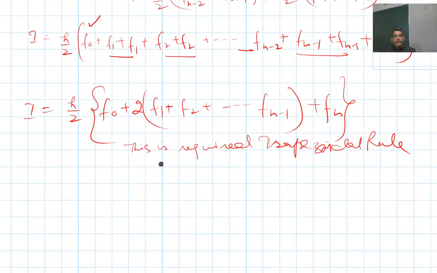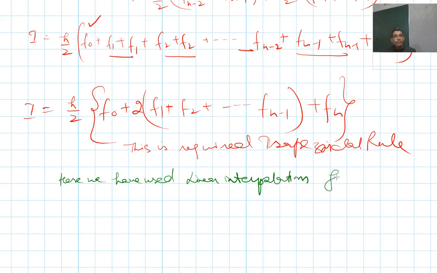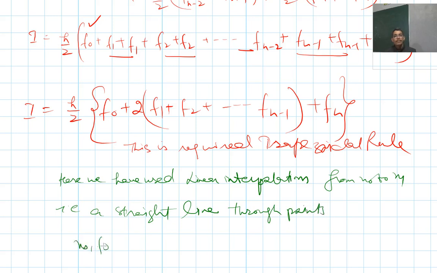And here we have used linear interpolation from x0 to x1, that is a straight line through the points (x0, f0) and (x1, f1). That's what we have used here. So this is all about it, and in the next lecture I will talk about how Simpson's rule can be derived using this Newton-Cotes formula. And that's all for today's lecture.